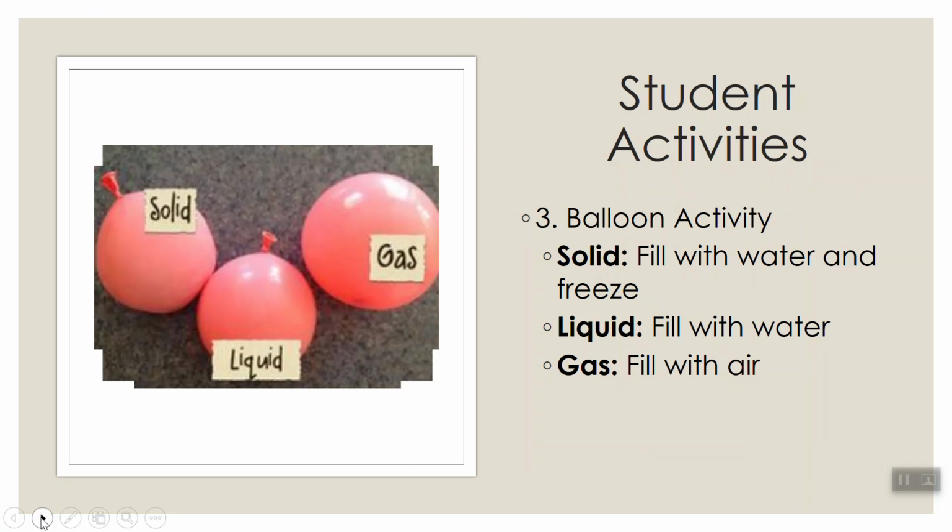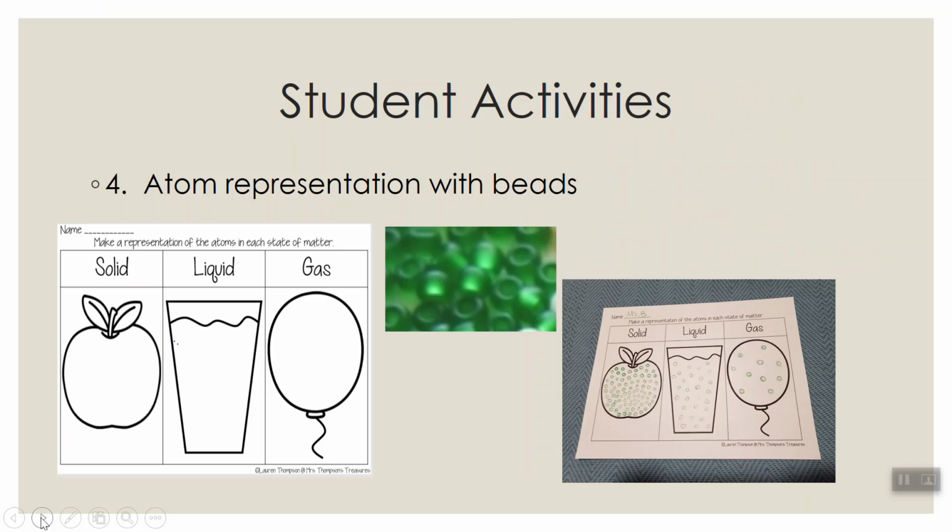After the students watch the Brain Pop Junior video, we will do a balloon activity. We will take 3 balloons. The first balloon I will fill with water and freeze to represent a solid. The second balloon I will fill with water to represent a liquid. And the third balloon I will fill with air to represent a gas. This is another great hands-on activity for students to see the different states of matter. We will swing the balloons back and forth and then end up dropping them to see what will happen.